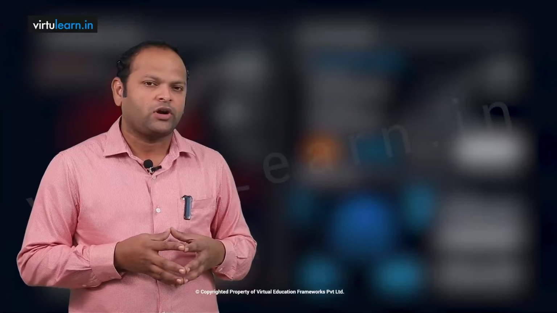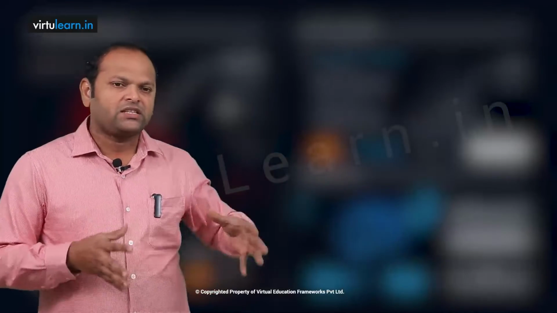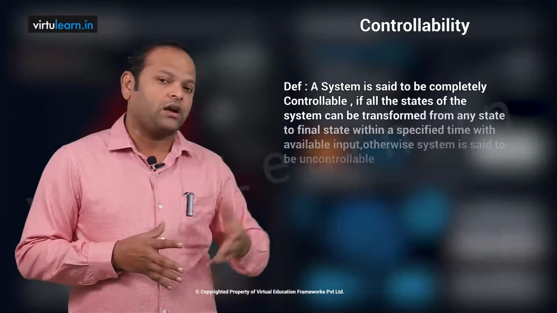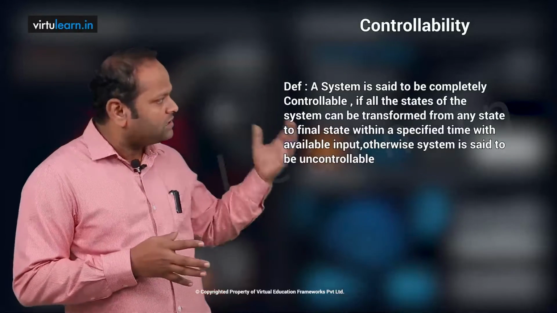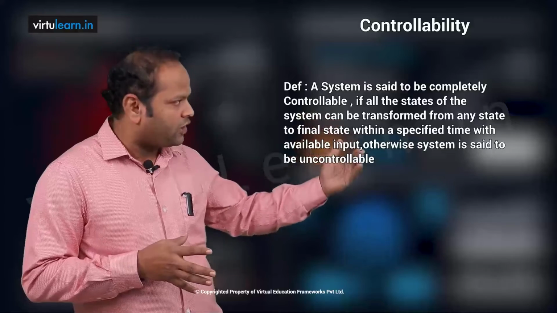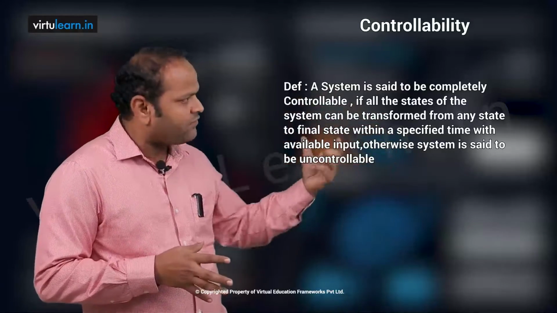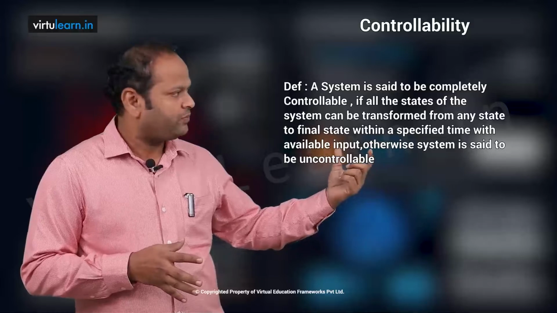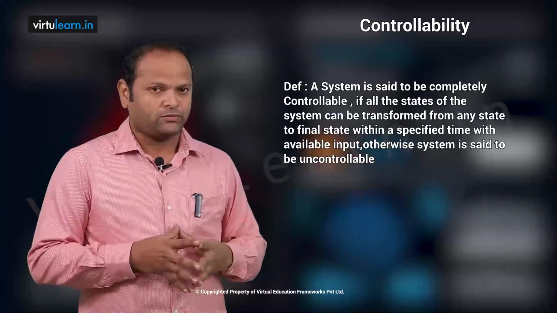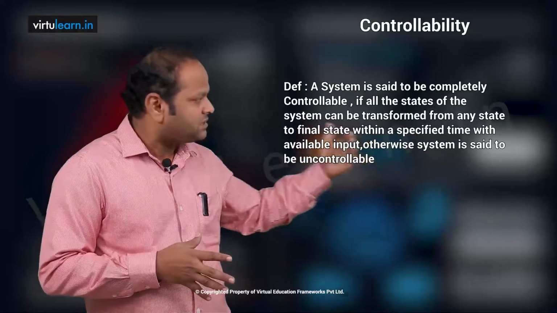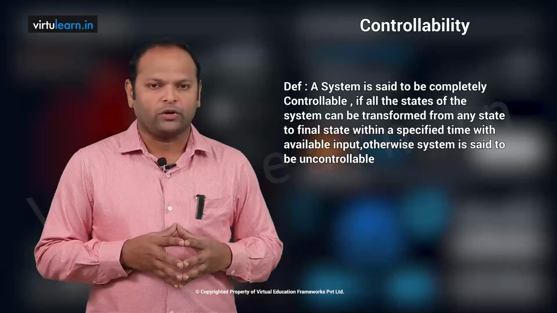Now we will see the very important concepts of the state space model: controllability and observability. Let us see the concept of controllability. A system is said to be completely controllable if all the states of the system can be transformed from any initial state to a final state within a specified time with available input. Otherwise, the system is said to be uncontrollable.